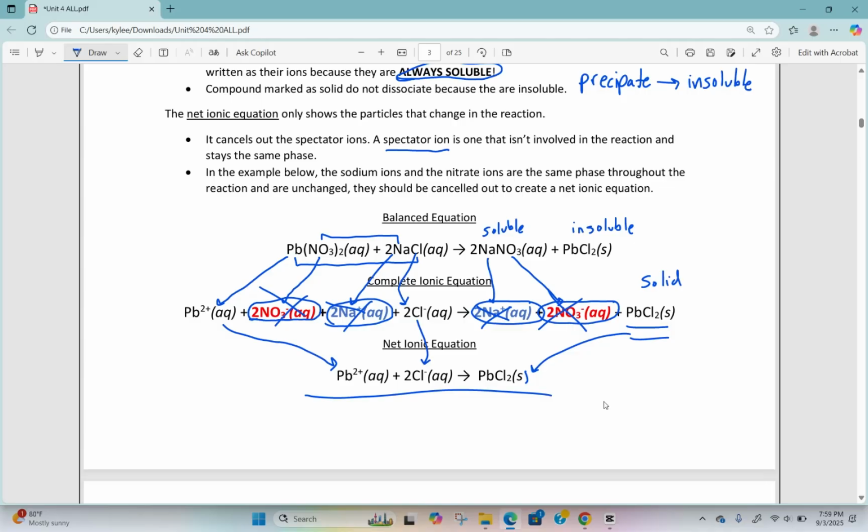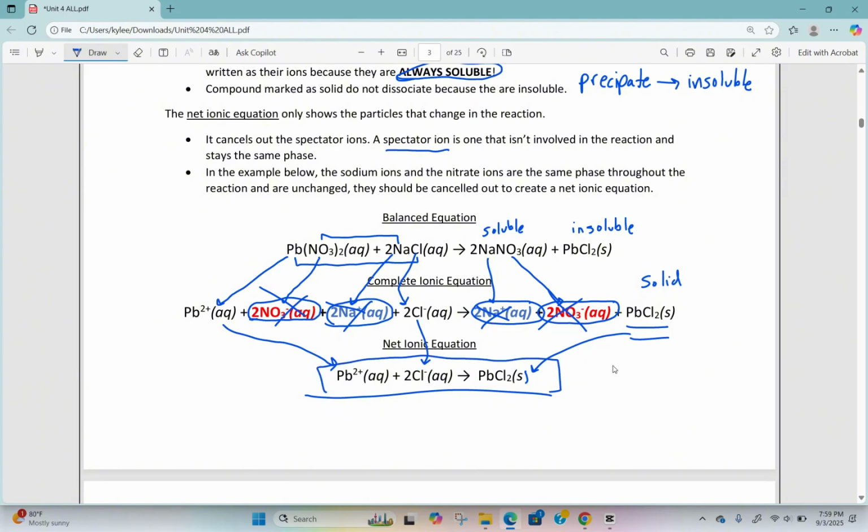Step 2 is to break apart our balanced equation by separating anything that is aqueous. Then I'm going to cancel the things that appear on both sides, and they have to appear exactly the same on both sides. And then I'm going to rewrite what's left over, and that is what we call the net ionic equation. And this is what is really happening in the chemical reaction.